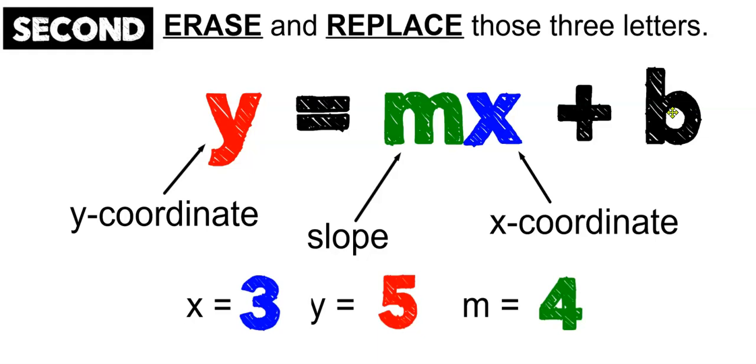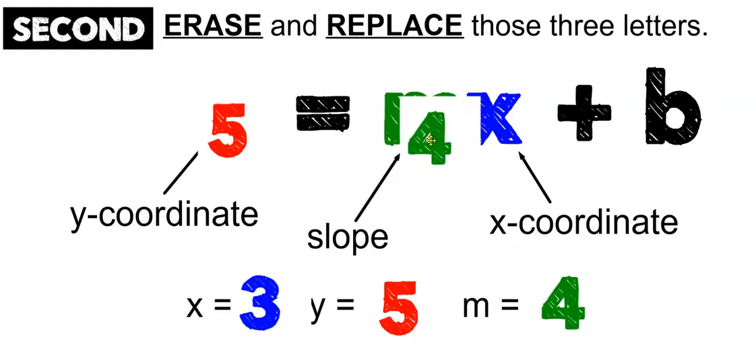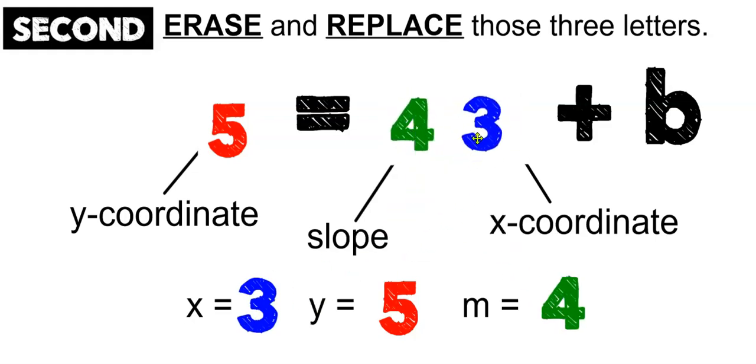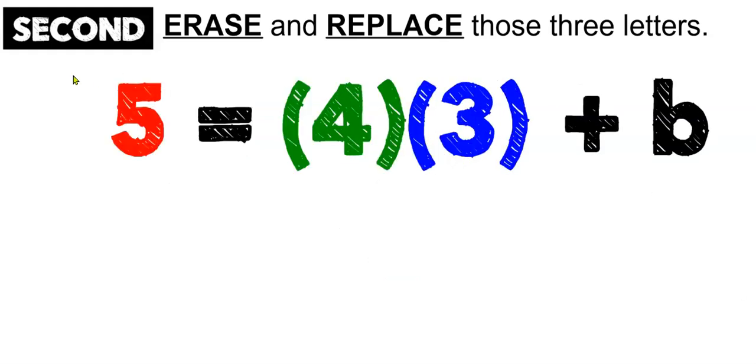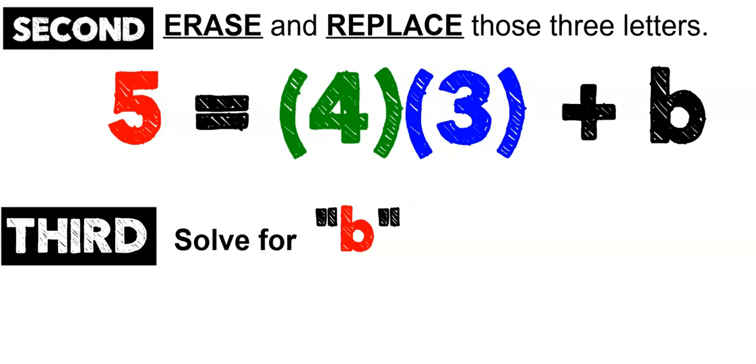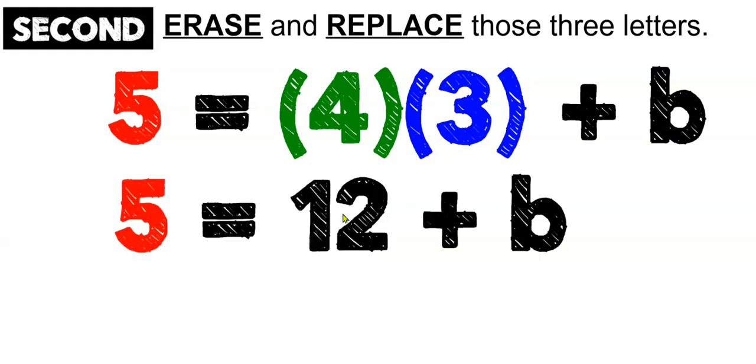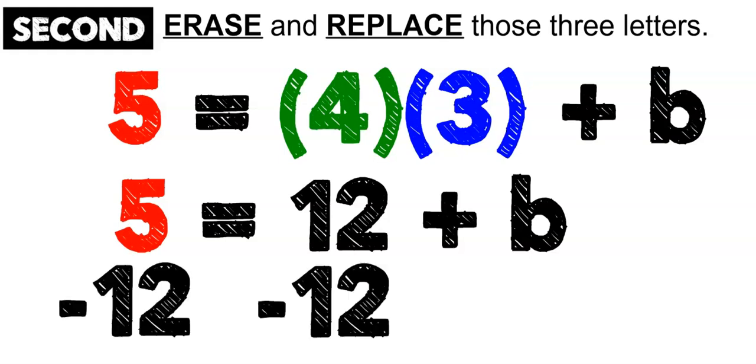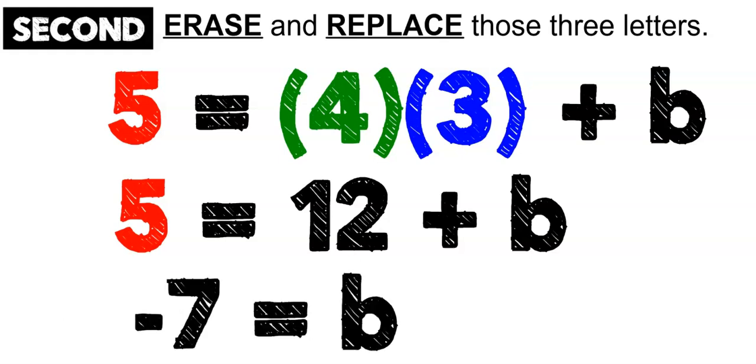So here's the y equals mx plus b equation, and we're going to place the value for y here, the value for m there, and then the value for x next to it. Now you'll notice here, these 2 values need parentheses because they're next to each other. It's not a 43, it's 4 times 3. So be sure you use those parentheses when you're writing your substitutions. Once you've erased and replaced all 3 letters, you can solve for b. First, we're going to start by multiplying 4 and 3 to get 12. Then we're going to subtract 12 from both sides, and then we'll figure out that b is -7.